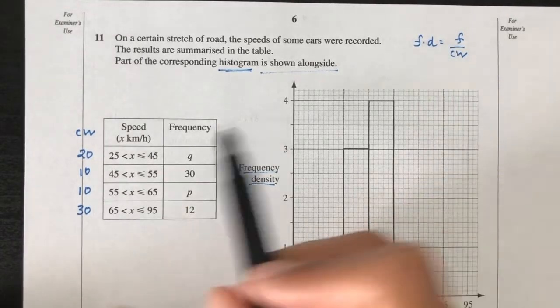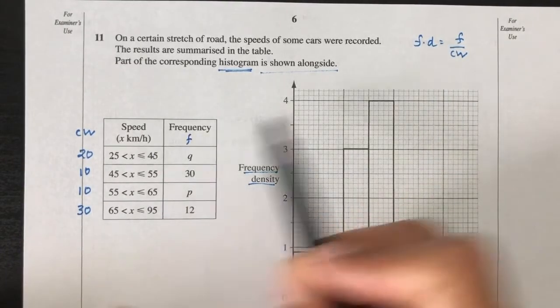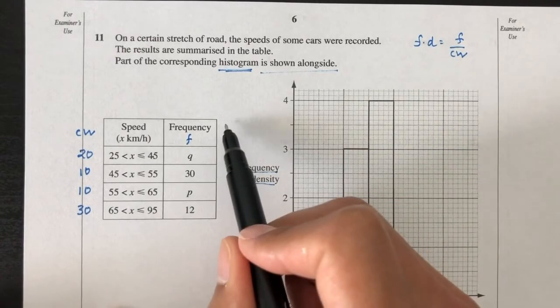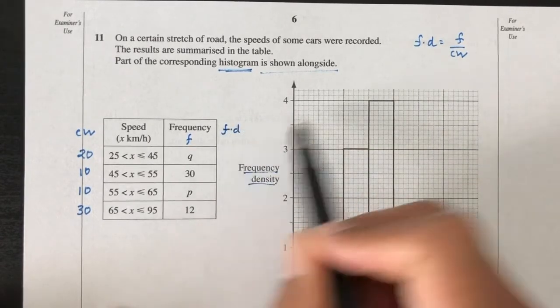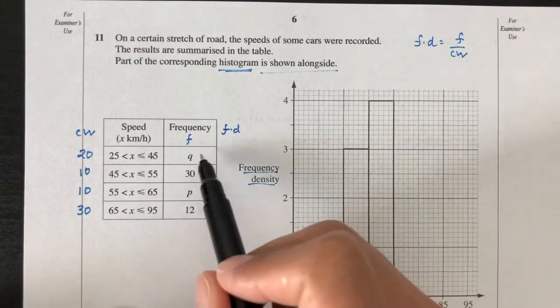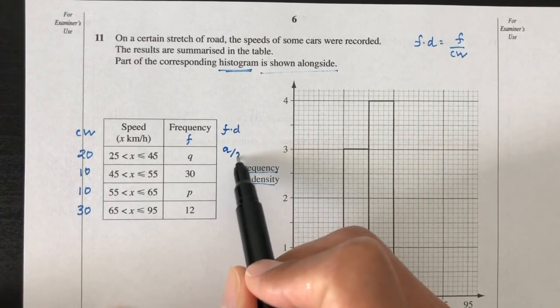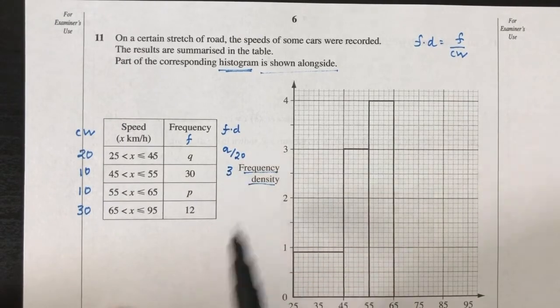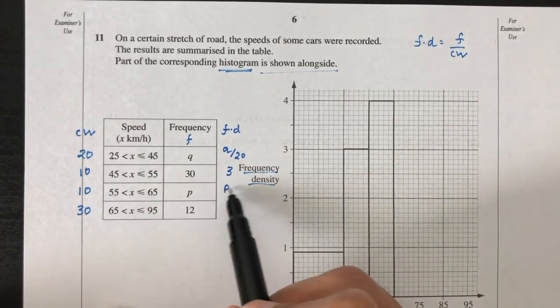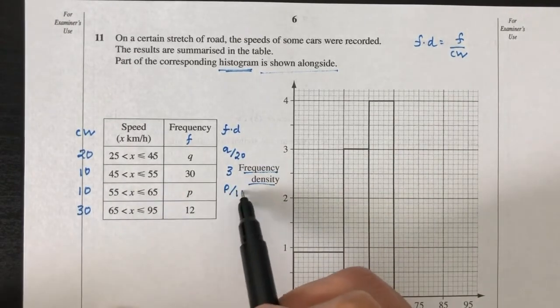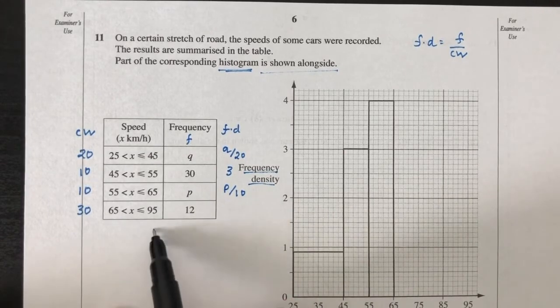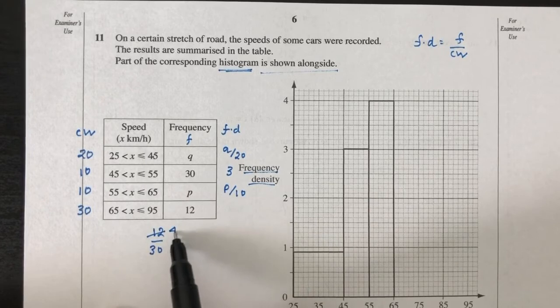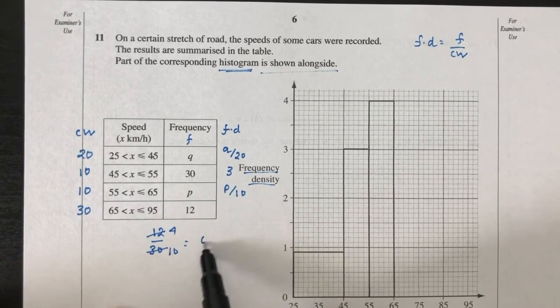So we have frequency, this is F. We have to find FD. So let's find FD. FD is frequency divided by class width. So first one is Q divided by 20. This one is 30 divided by 10, that will be 3. This one is P divided by 10. And the last one is 12 divided by 30. Let's find out. So let's divide by 3. We have 4, we have 10, and then 0.4.